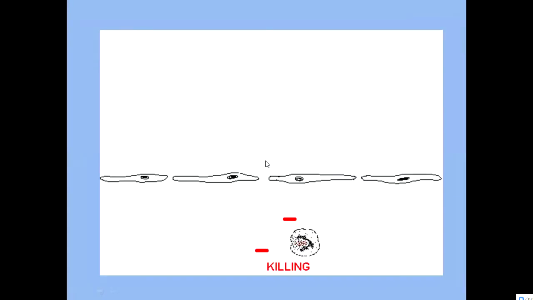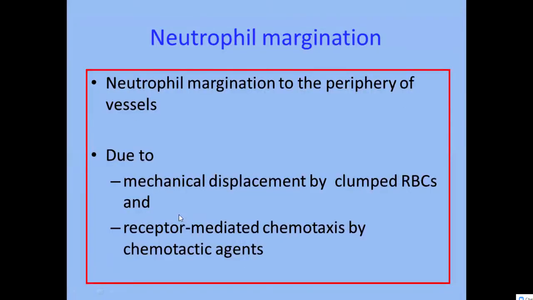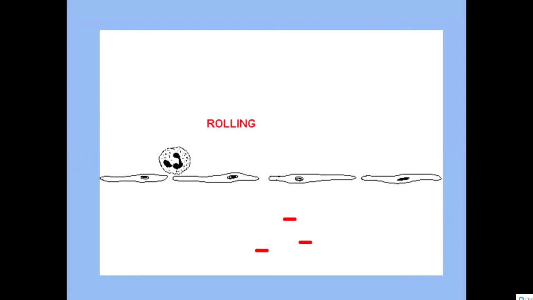So again, you will see here neutrophil margination at the periphery, margination, rolling, adhesion, diapedesis, chemotaxis, phagocytosis, killing of the bacteria or any external stimulant which has caused the inflammatory reaction, inflammatory response.